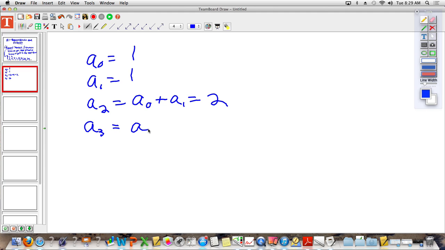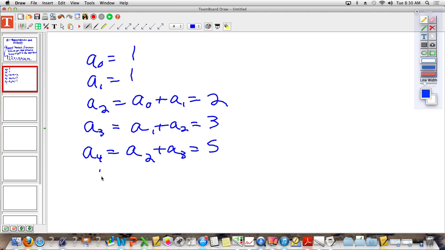What do we add together? A sub 1 and a sub 2, which got us, what did it get us? 3. And then the fourth term would be equal to the what term and what term? 2 and 3. The second term and the third term, etc. You guys with me here?